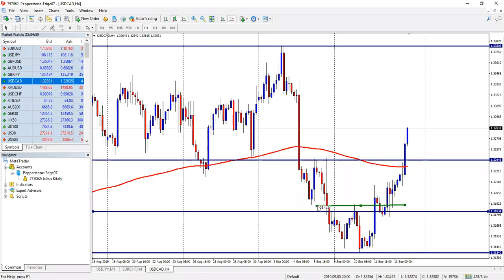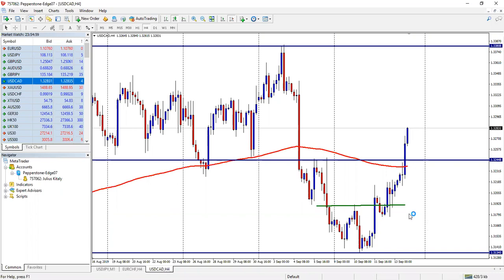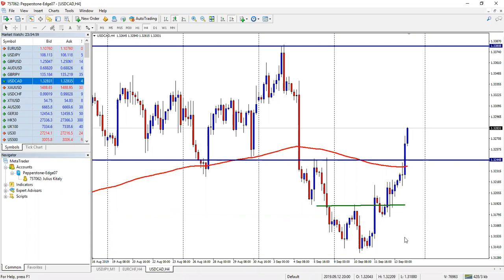Neckline of what? Remember, you can see this chart pattern. This is a W pattern, but this W pattern is inside another major pattern, which is the inverse of head and shoulder. You see the inverse of head and shoulder here, guys? Let me show you. It's not very clear, but you can see it. This is the inverse of head and shoulder.